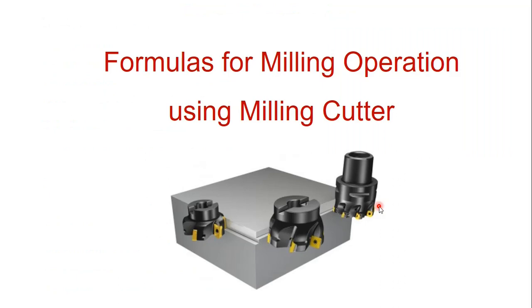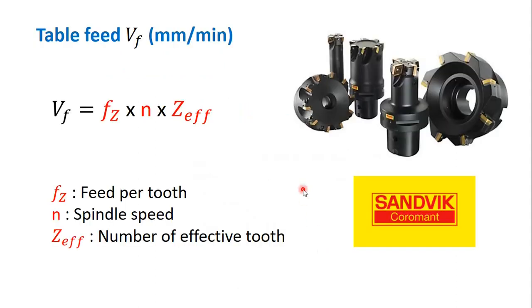Now next we will see some formulas for milling operation using a milling cutter. So here I am using a milling cutter. So you can see this is a milling cutter. Okay, so whatever yellow color you are seeing, those are the inserts. Many times we are using carbide inserts. Okay, so only these inserts will wear out, so we have to keep on changing these inserts. So let's start. All the formulas are taken from the Sandvik company data handbook. This is one of the world's best known tool manufacturers.